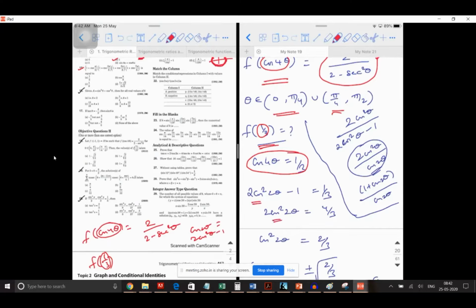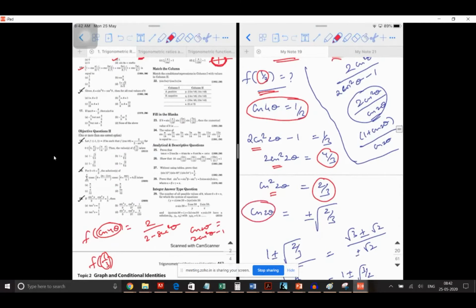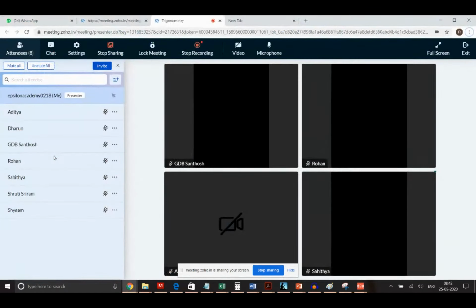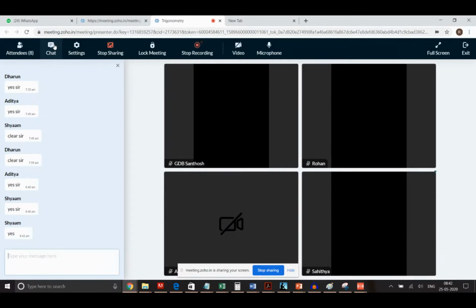So 2 cos square 2 theta will be equal to 4 by 3. Then cos square 2 theta will be equal to 2 by 3. Then what is the value of cos 2 theta? Cos 2 theta will be equal to plus or minus root of 2 by 3. Is there any doubt till this step? Are you all clear till this step? Okay.